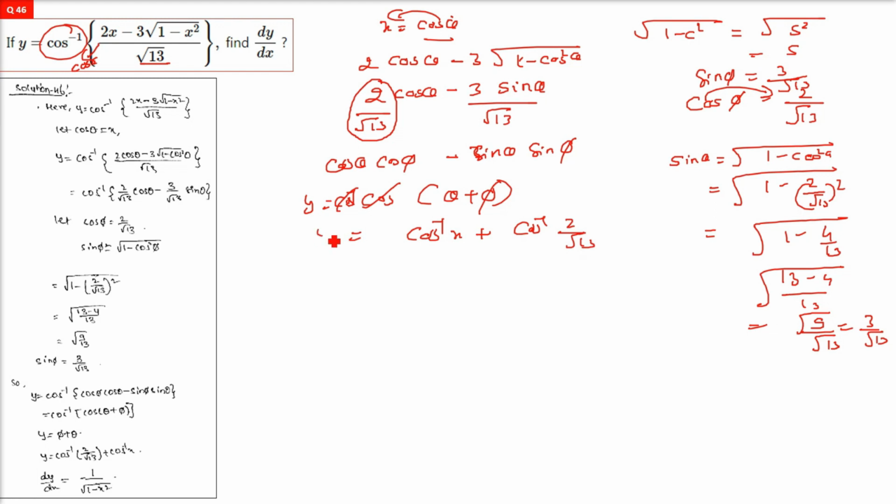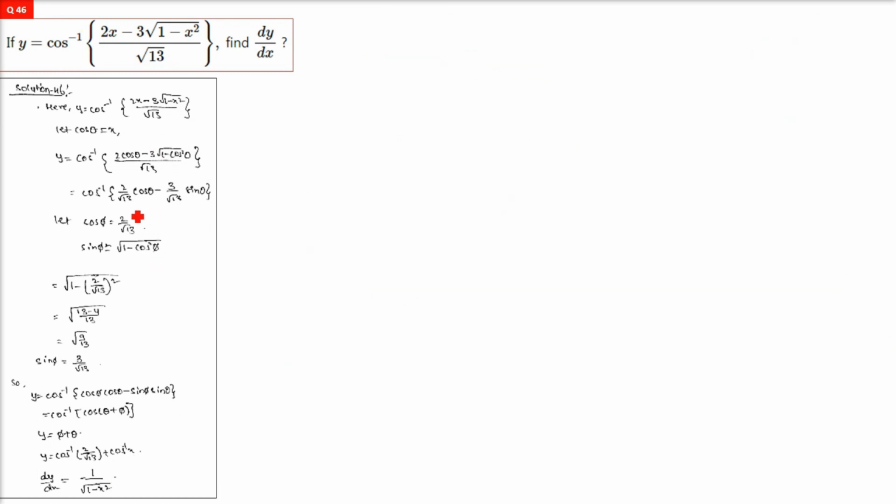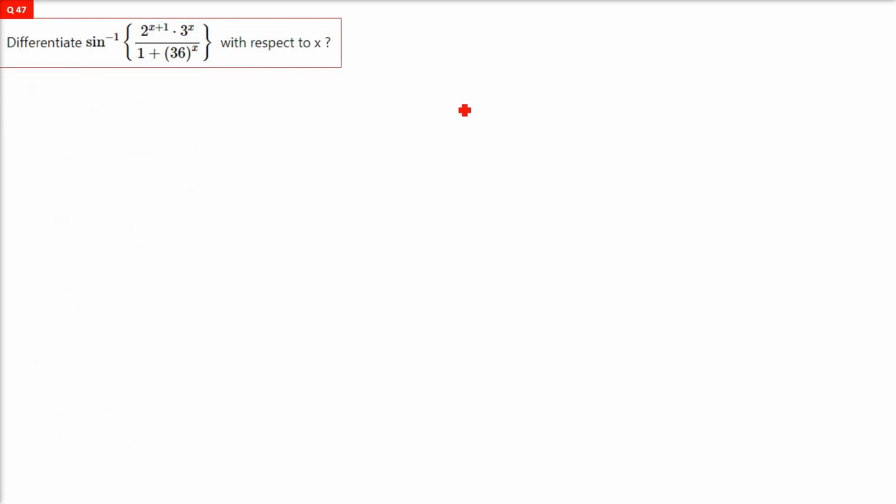When you take d by dx, this is a constant because it has no x, it is going to be 0. Cos inverse x is simply negative 1 by under root 1 minus x square. Alright, that's your final answer. You have to write like this, okay? I've been reiterating this always.